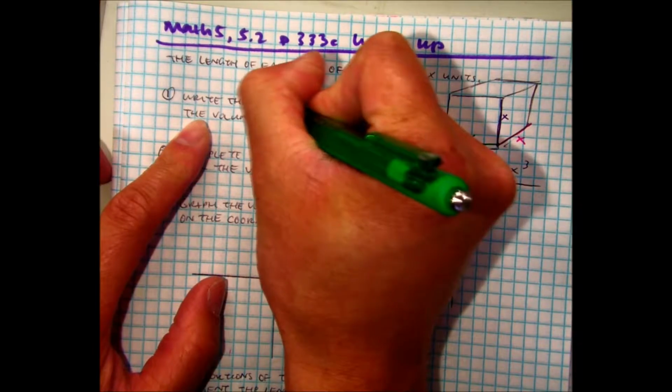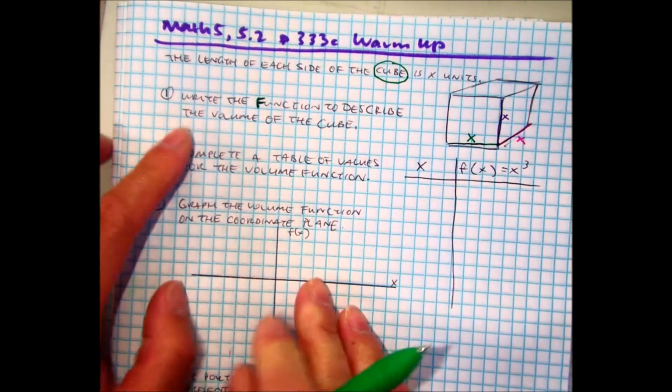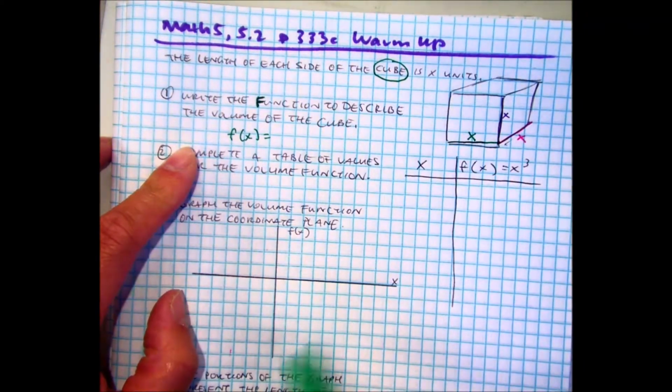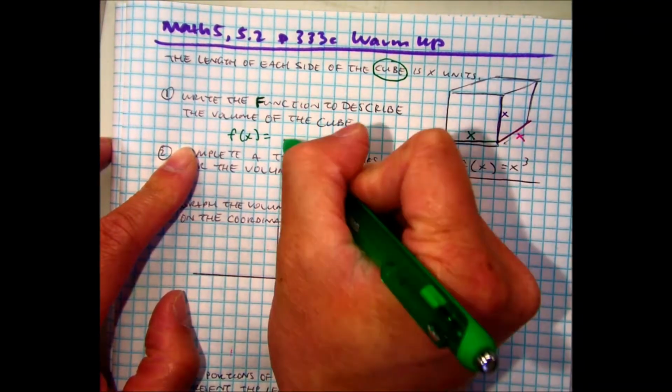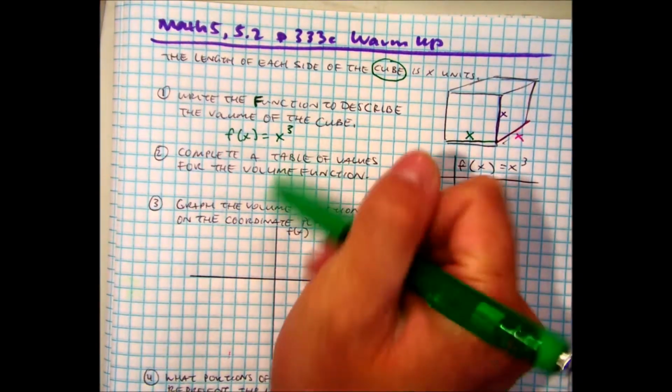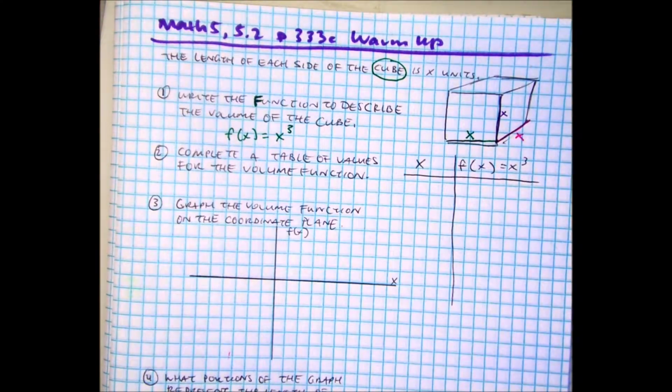So it says a function. Functions start with f, so common is f of x equals, well, because it's three-dimensional, I have x to the third power, or that's what they call it, cubic. Raise your hand if you got that.